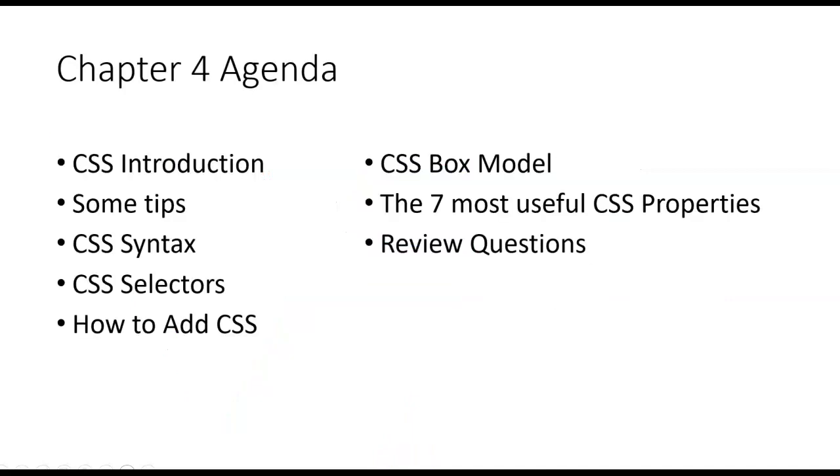So our agenda for chapter 4 is to do a little bit of introduction, which I've actually already started, go over some tips, introduce you to the CSS syntax and CSS selectors. I'm only going to cover 2 of them, and then how to add CSS, which I've actually kind of just did, right, in my little intro there. And then you should know what the box model is, and I want to share with you what I consider to be the 7 most useful CSS properties, and then we'll wrap up with some review questions. Let's get going.